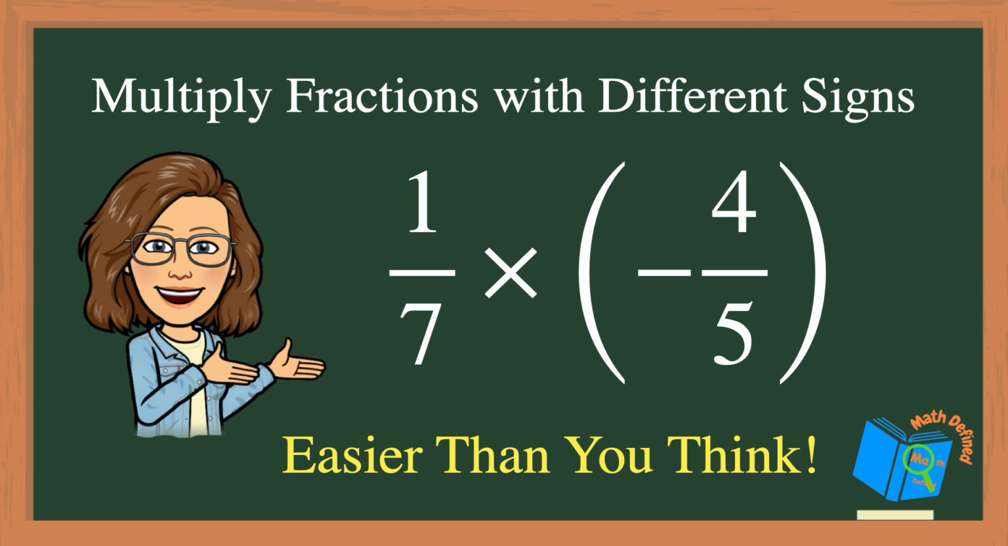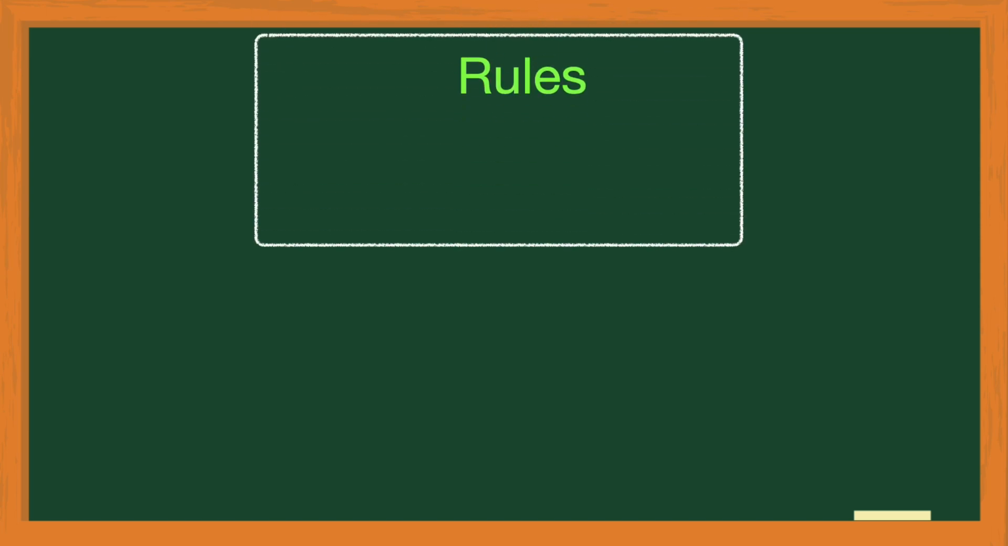When I talk about signs in fractions, I'm referring to whether they're positive, like this fraction of 1/7, or negative, like this fraction of 4/5. Now, when we are multiplying fractions with different signs, there are a few rules about signs that we need to keep in mind. Rule number 1.